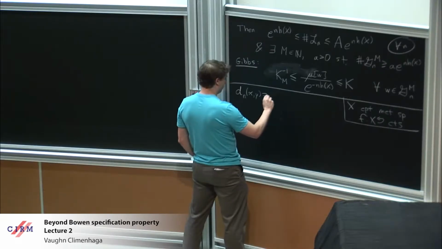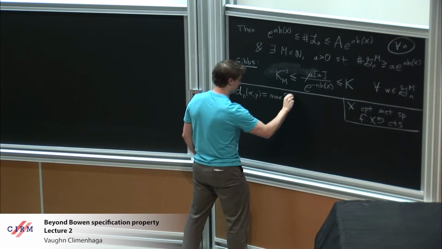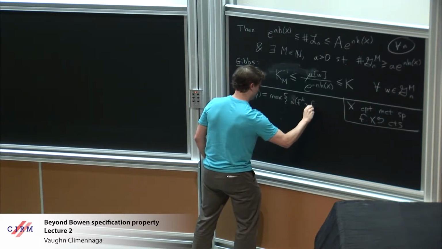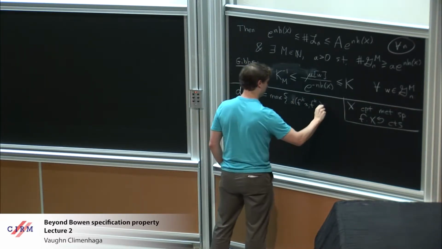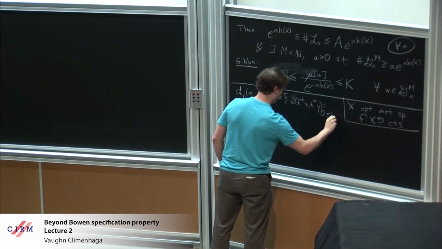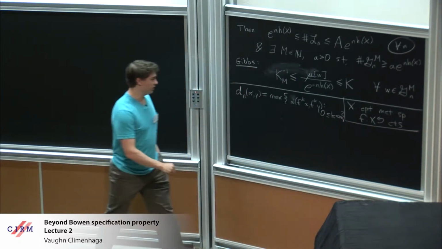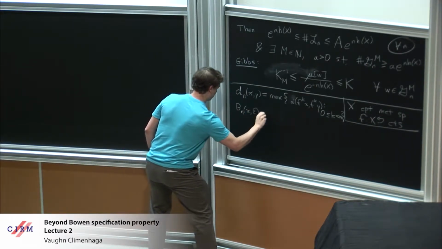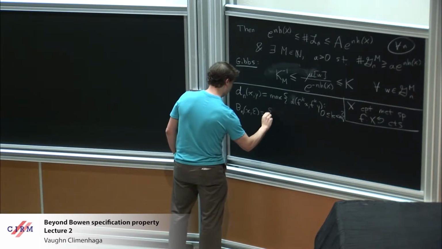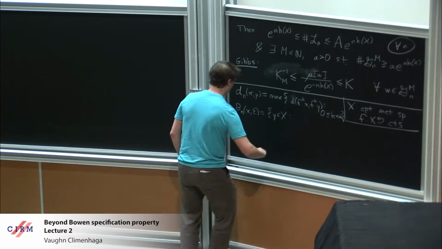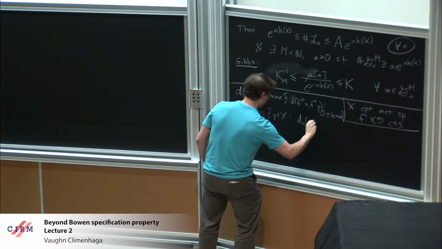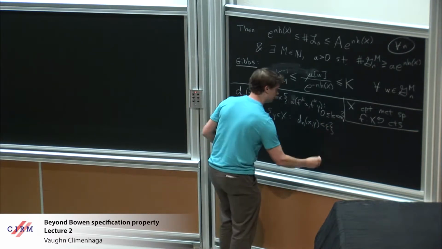The nth dynamical metric is defined by looking at 2 points, taking their orbits of length n, and seeing how far apart those orbits separate. And then the balls in this metric are the Bowen balls. So this is simply the set of y such that the orbit of y remains within epsilon of the orbit of x for n iterates.